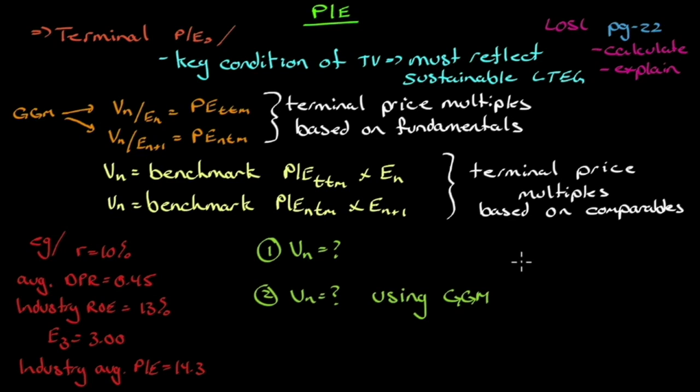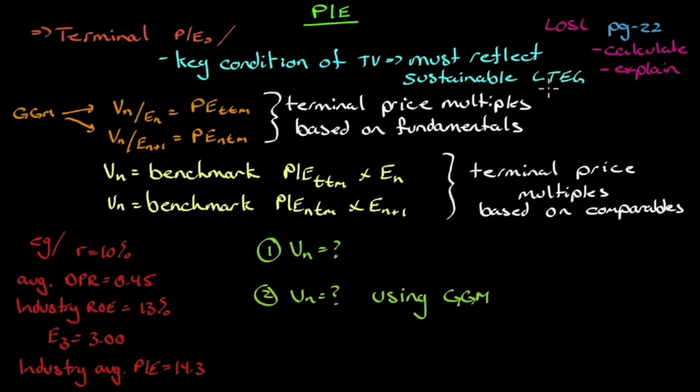The key condition of the terminal value is that it must reflect some sustainable long-term earnings growth rate. That was the assumption behind the Gordon growth model. It's dividends 1 plus g divided by r minus g. That g is the long-term earnings growth rate. Well, just because we're using PEs doesn't mean that goes away.